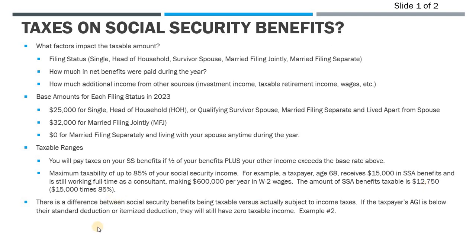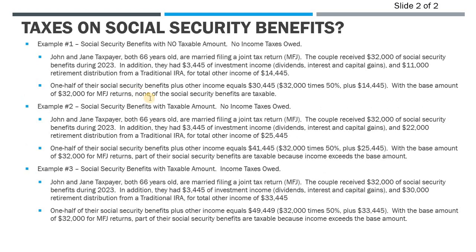Now, there is a huge difference, and we'll see this in the example, between Social Security benefits that are included in taxable income, so they're taxable, versus whether they are actually subject to any income tax. And what I mean by that is we're going to see in the example here where a taxpayer has a taxable amount of Social Security benefits, but their AGI is still below the standard deduction, so they have zero taxable income. And we'll see that in example number 2. All right, so let's have a look at these examples, and then we'll look at the worksheet, and hopefully some of this will make a bit more sense.